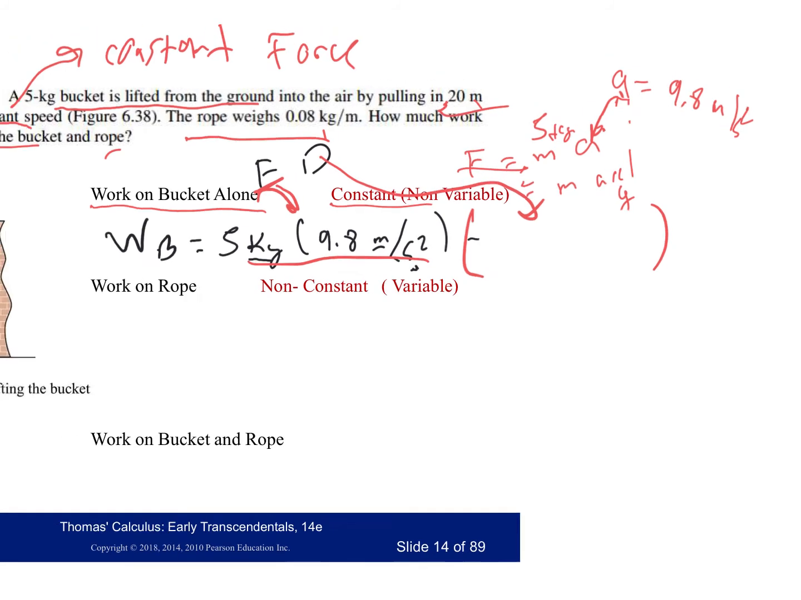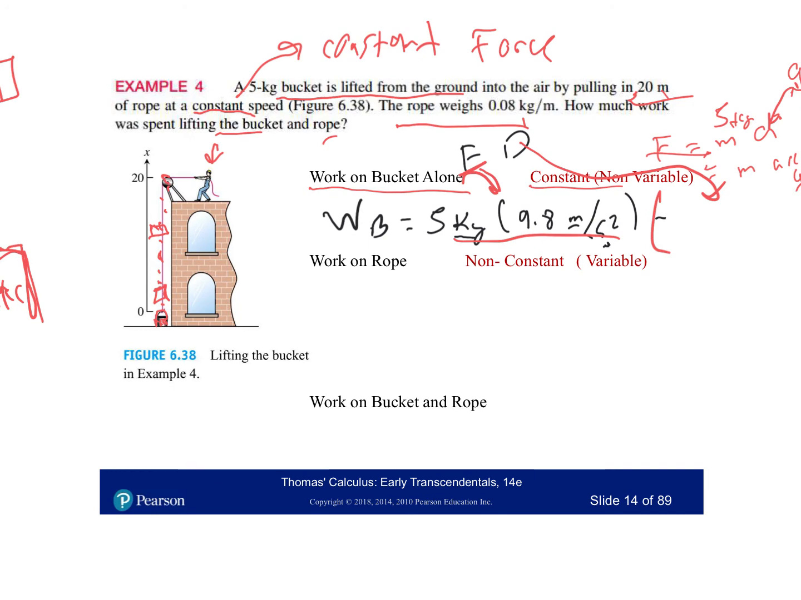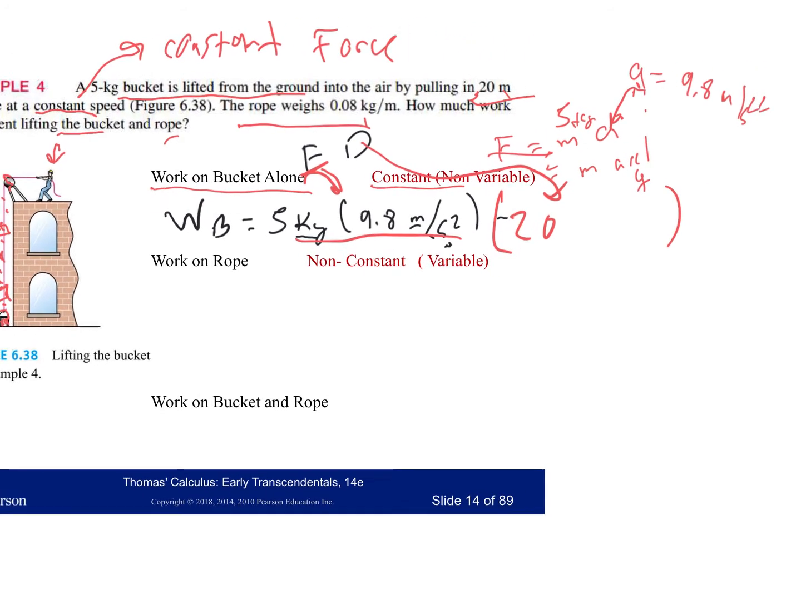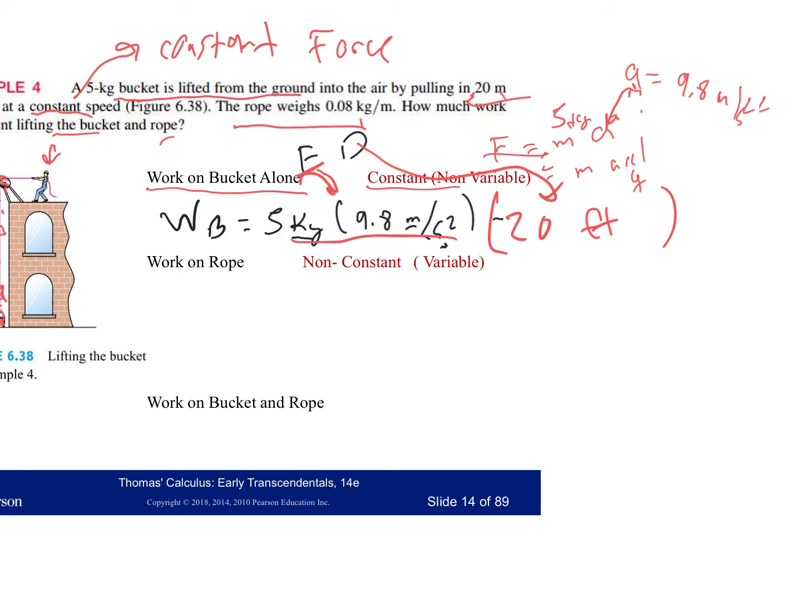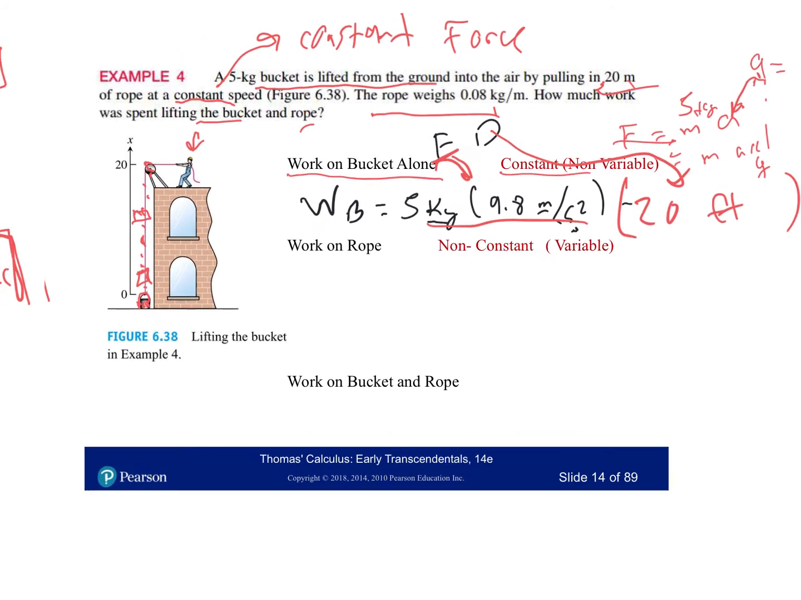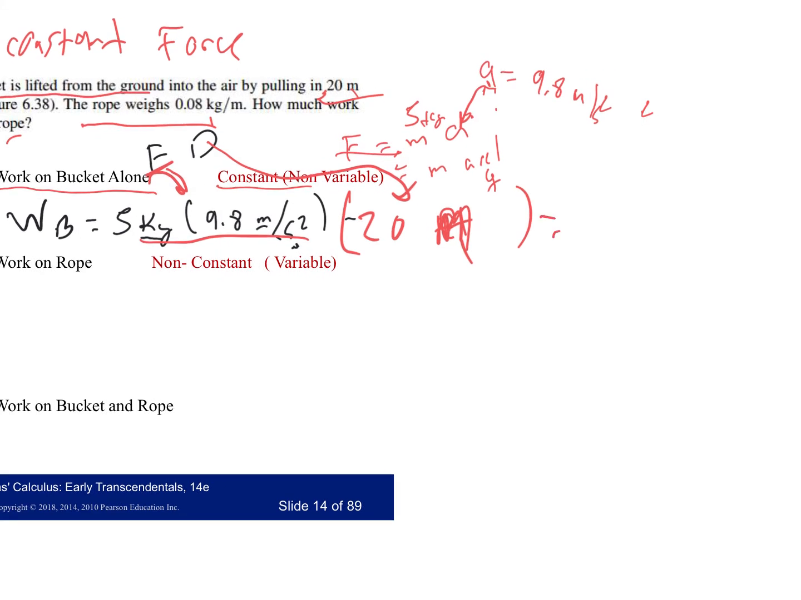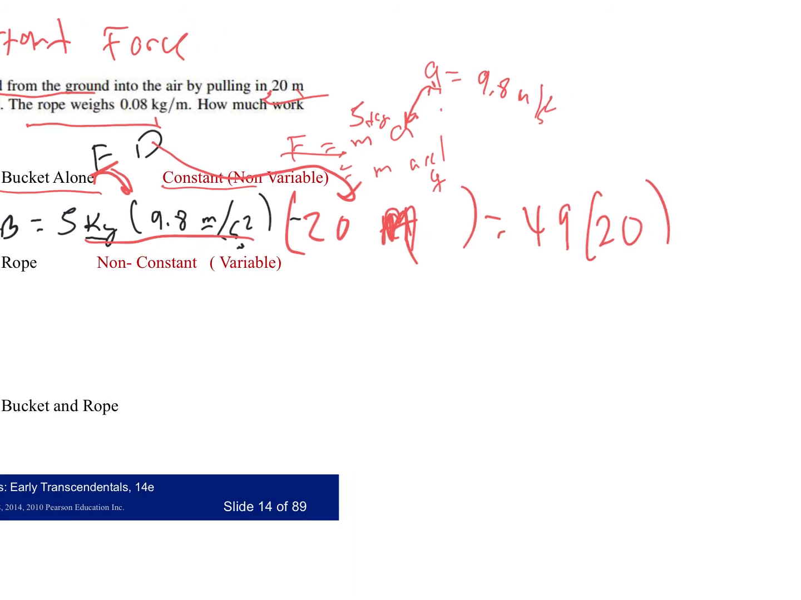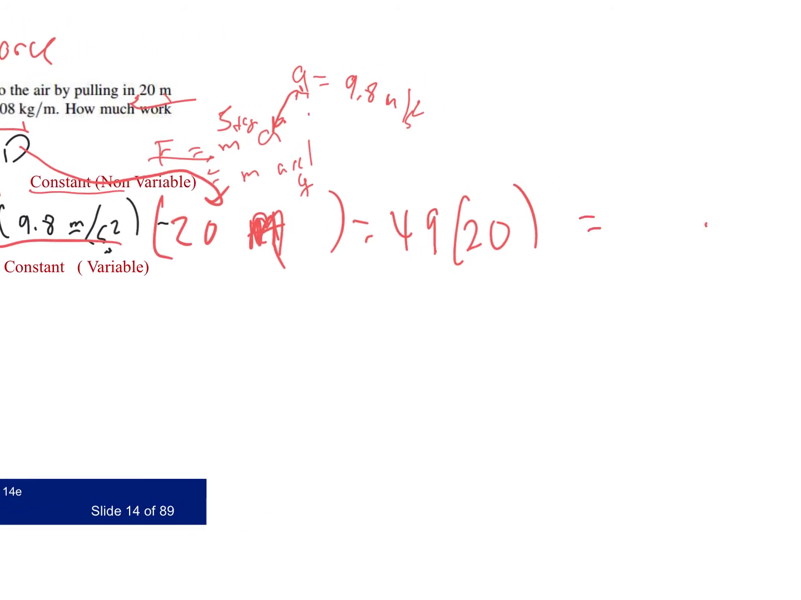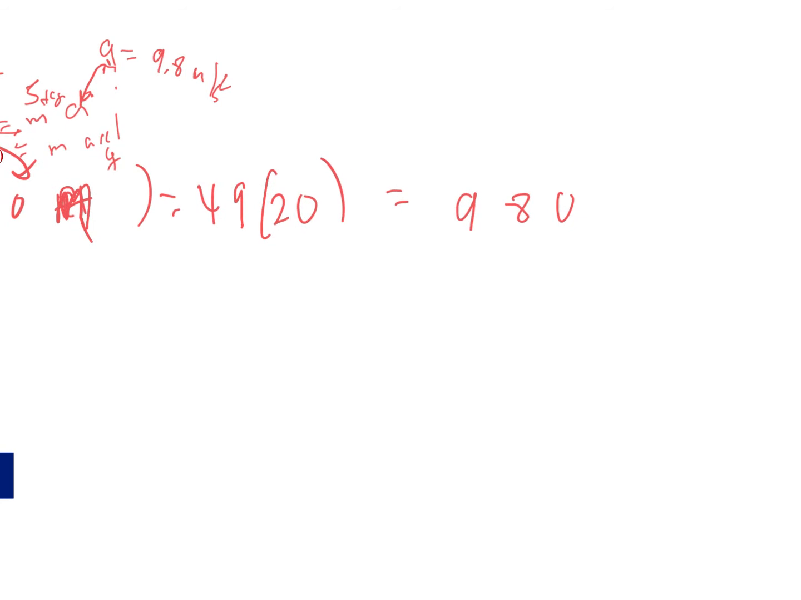Well, the bucket has to go up 20 feet times 20 feet. Okay. Wait, it's not 20 feet, it's 20 meters. It would be ugly if I had to mix the units. Okay, now it should work out, which was 49 times 20, and that gives me, that's 18 with a 0, carry the 1, 8, 9, 980. Now I have Newton meters, which is 980 joules.